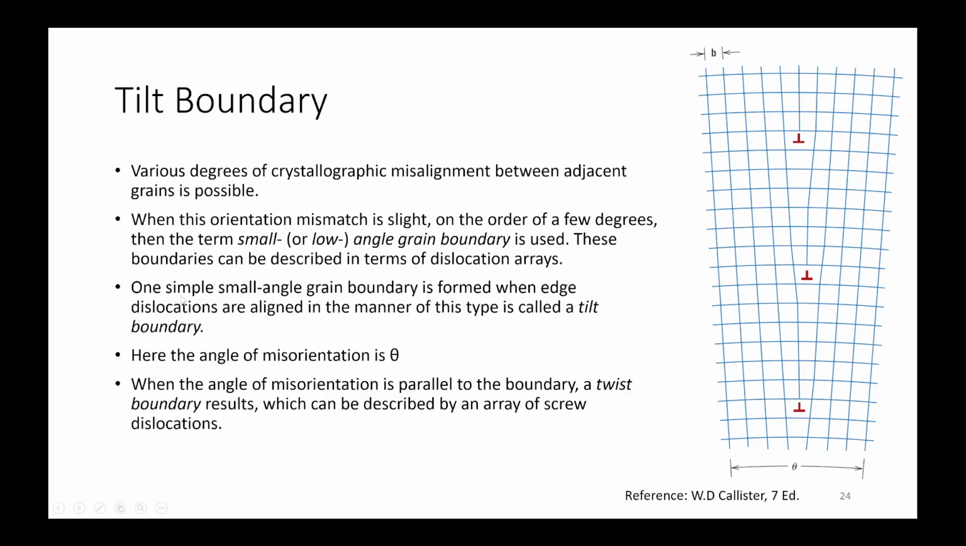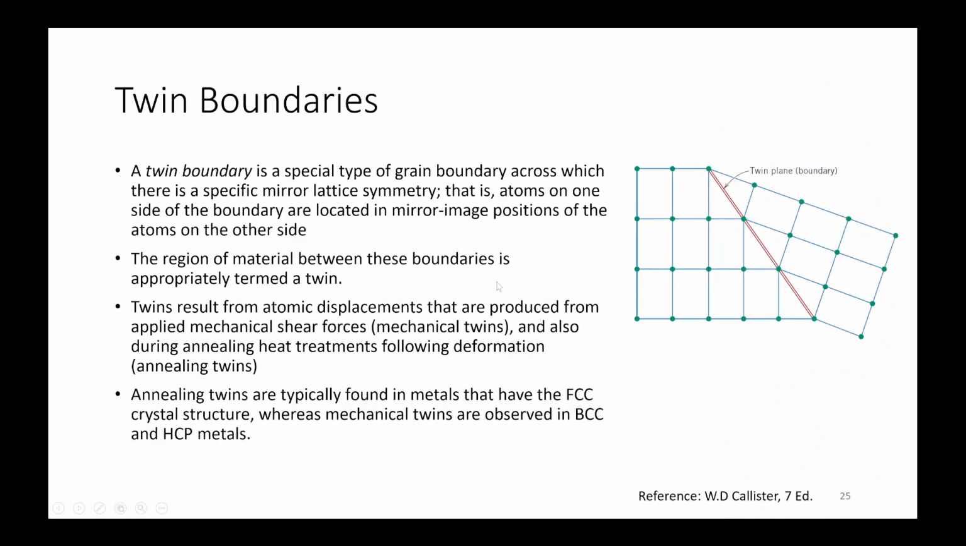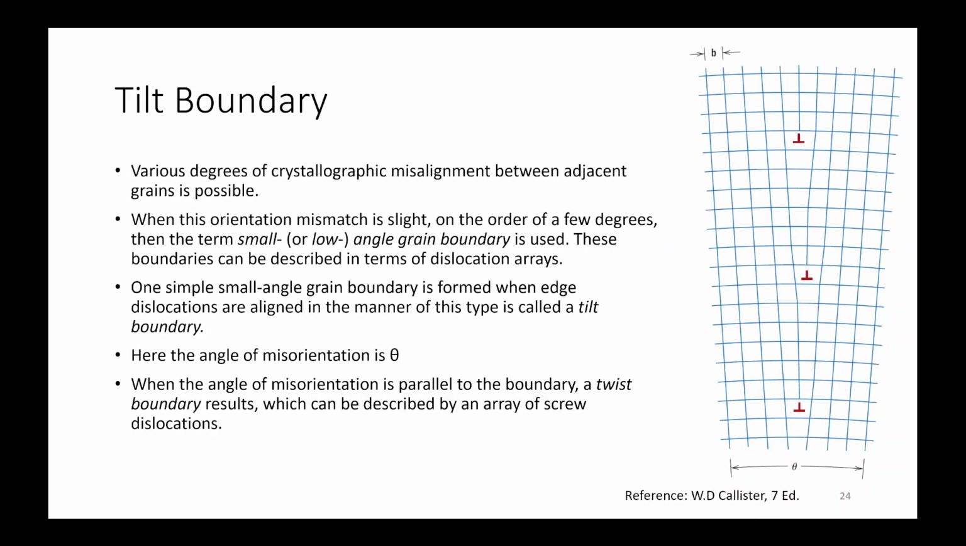Now, one simple small angle grain boundary is formed when edge dislocations are aligned in this manner, and it is called a tilt boundary. It is called a twist boundary when screw dislocations are piled up. Here the angle of misorientation is called theta. Depending on this theta, the energy also changes.